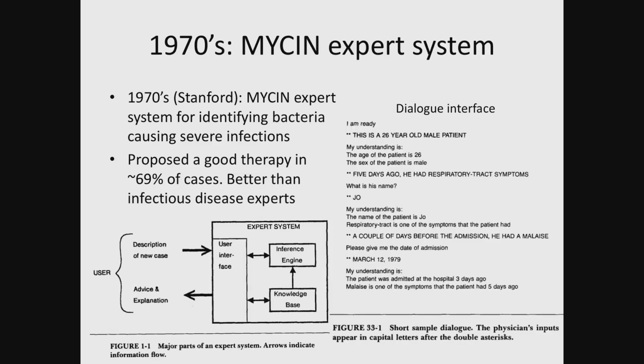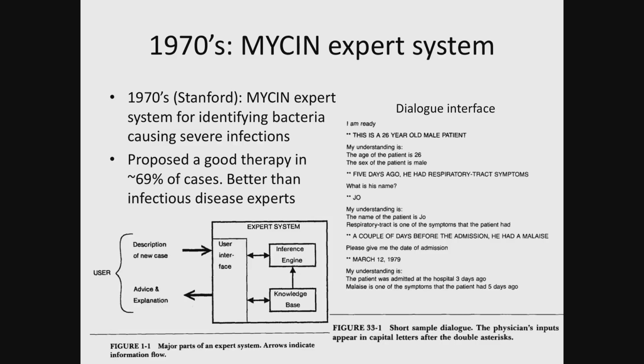There's a dialogue interface where the computer says, "I am ready." The clinician responds, "This is a 26-year-old male patient." The computer tests its understanding of what's going on. It says the age of the patient is 26. The sex of the patient is male. The clinician writes, 5 days ago, he had respiratory tract infections. The computer asks, what is his name? Joe. The computer responds, my understanding is the name of the patient is Joe. Respiratory tract is one of the symptoms the patient had.